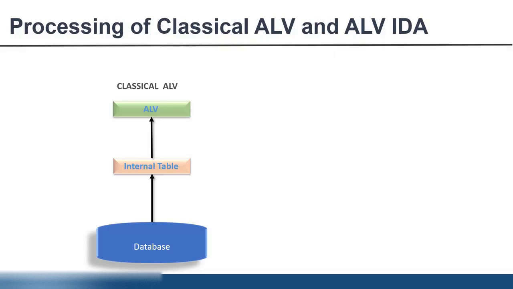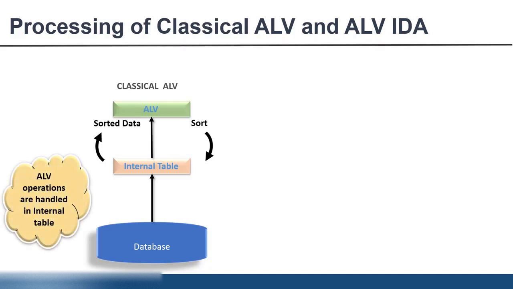So in the ALV screen, you can see one page of data. Now if you click on the page down button, the control goes back to the internal table. The next set of data is retrieved from the internal table. Now if the user clicks on the sort button in ALV, the control goes back to the internal table. Sorting is done within the internal table and we can see the output on the screen with sorted data. That means in classical ALV, all the ALV operations are handled in the internal table. This is how classical ALV works.